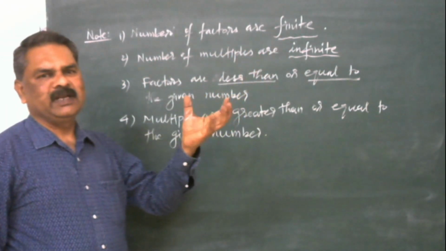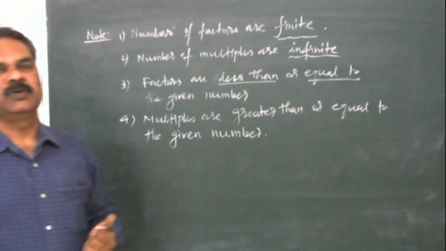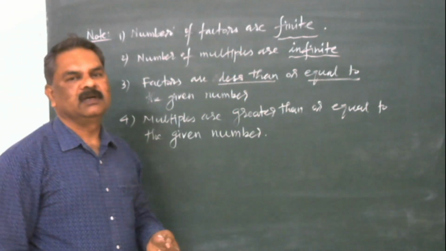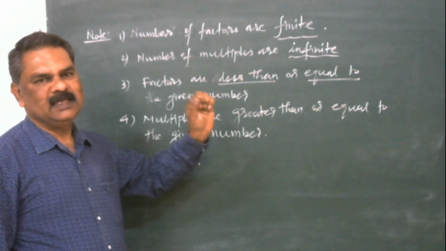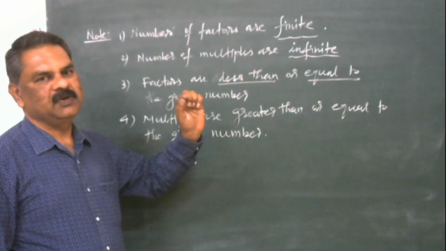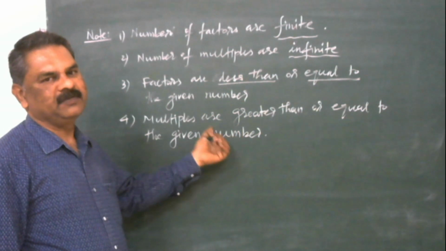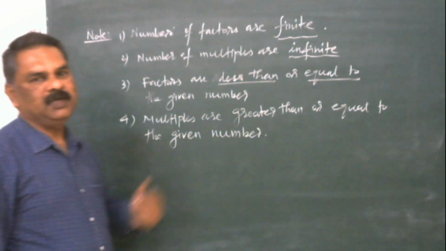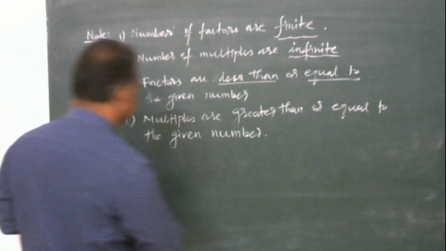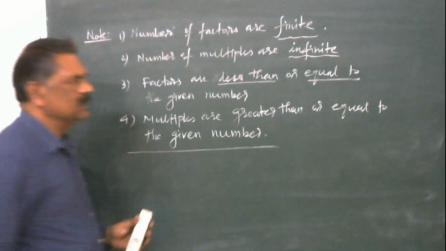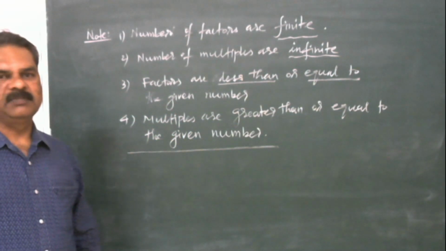Finite means we are able to count how many factors there are. Infinite means we cannot count; there are uncountable multiples. And a factor is always smaller than or equal to the given number. Multiples are always greater than or equal to the given number. These are a few facts about factors and multiples.